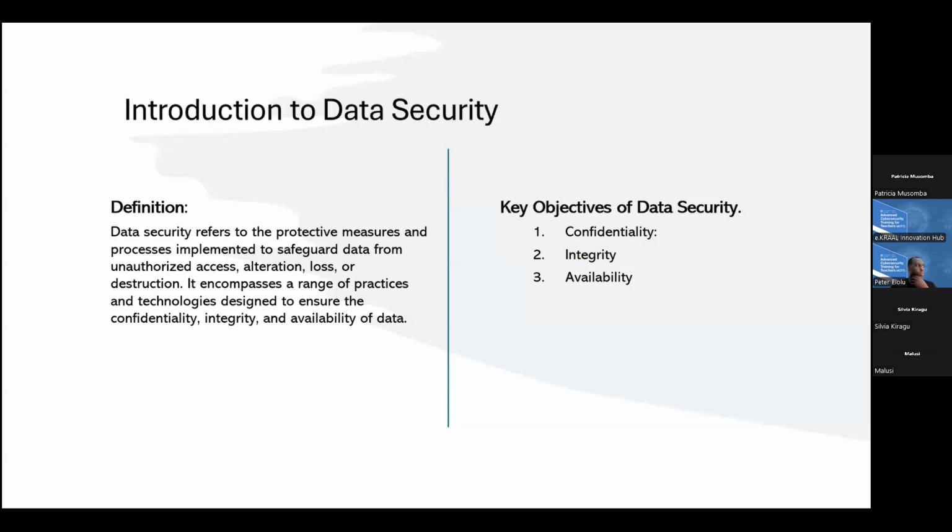Then we look at data security. Data security is the component where we start to understand how we secure the data that we are working with, and what the objectives are of trying to secure this data. When we are defining data security, we're looking at implementing controls to ensure that this data is not accessed by unauthorized people, it's not altered, and it's also not destroyed or lost. So when we are looking at the key objectives, we look at what we call the CIA triad, which is basically confidentiality, integrity, and availability.